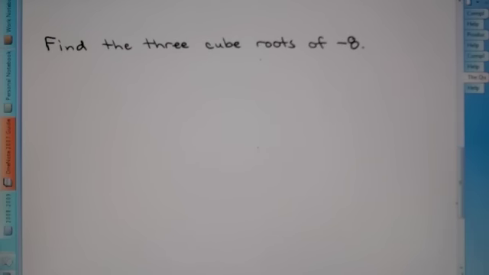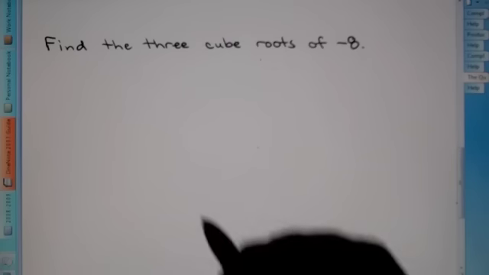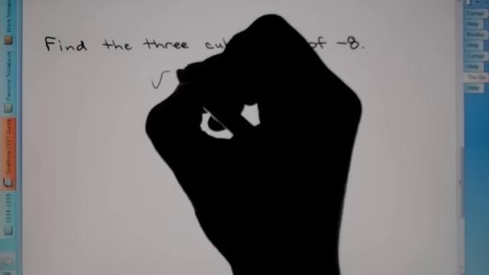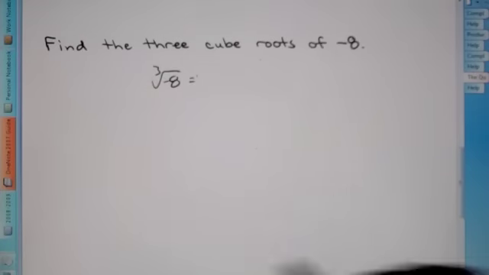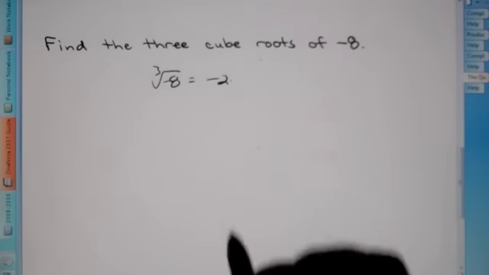Alright. Only one other example here. This one says find the 3 cube roots of negative 8. So the question is, what number to the third power is negative 8? Well, what to the third power? So if we were to do the third root of negative 8, when we did that with last chapter, you end up with negative 2.